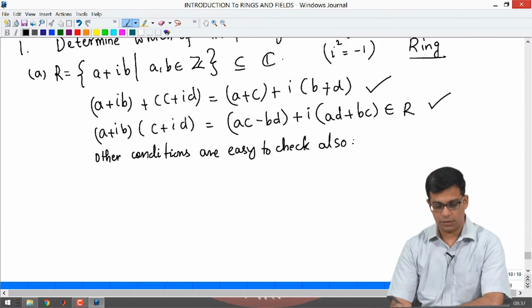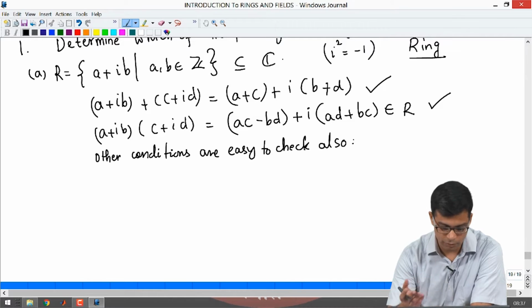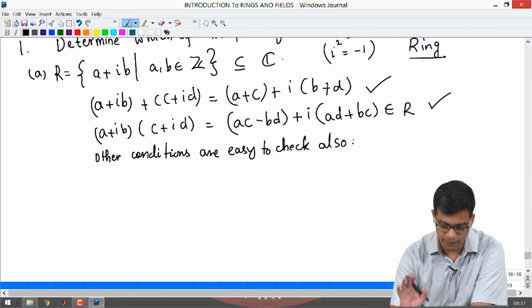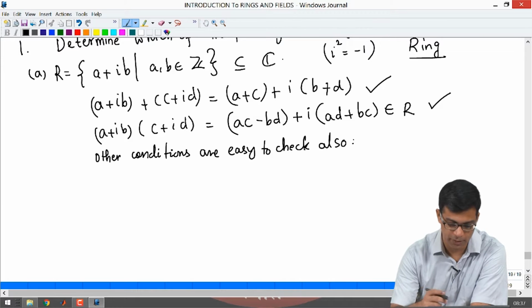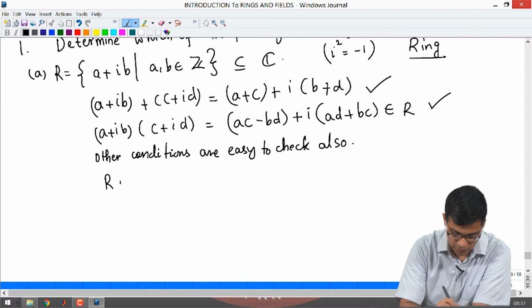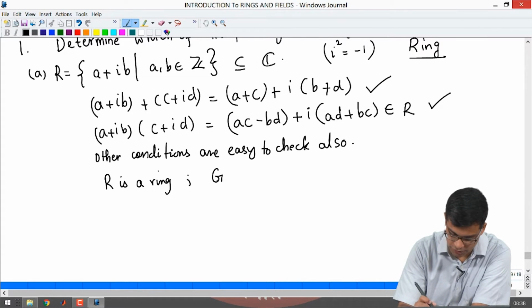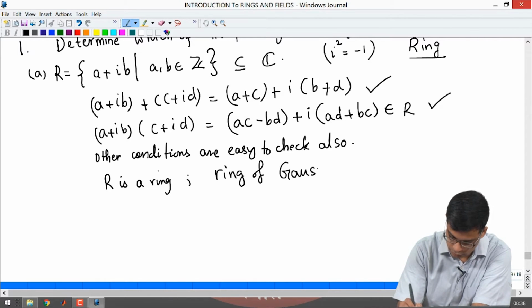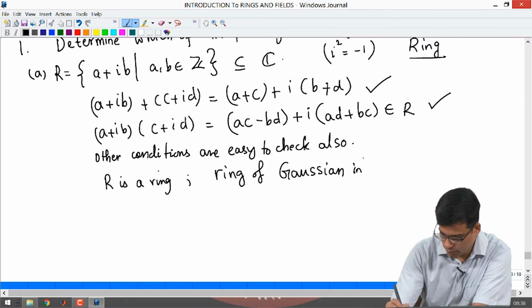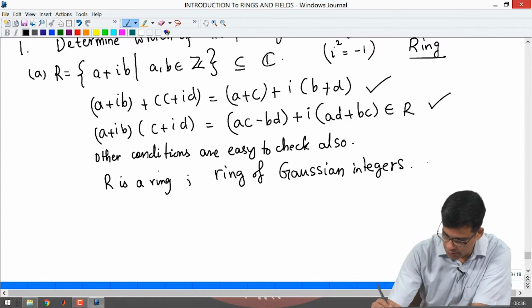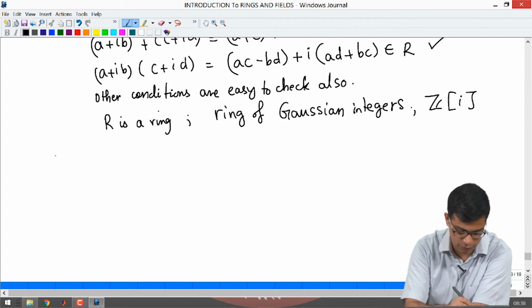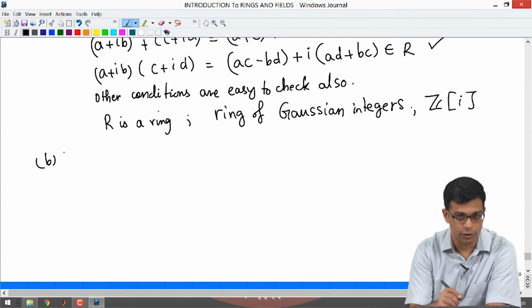Typically, the key things to check would be product and identity element and inverses. Of course, the identity element is there, it is 1, it is of the correct form. So, R is a ring, and remember it is called the ring of Gaussian integers, and it is denoted by Z[i]. So, this is a familiar ring to us. We will come back to this ring later in the video today.